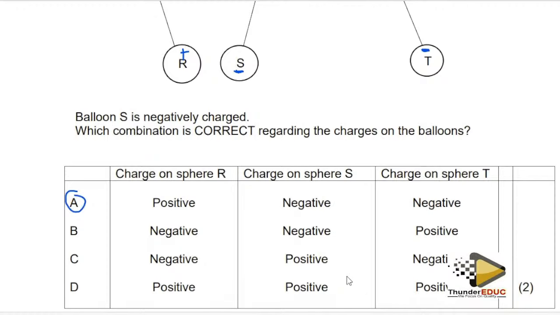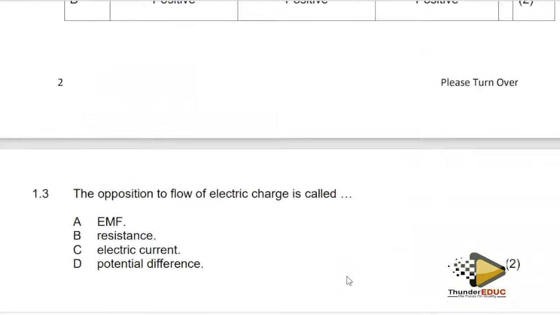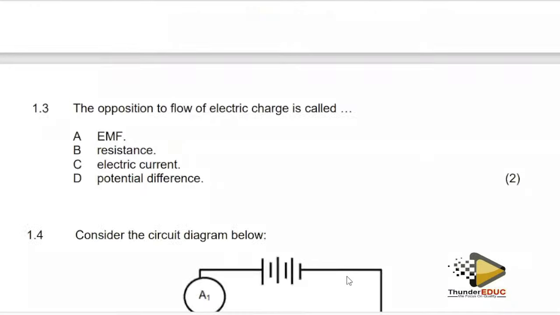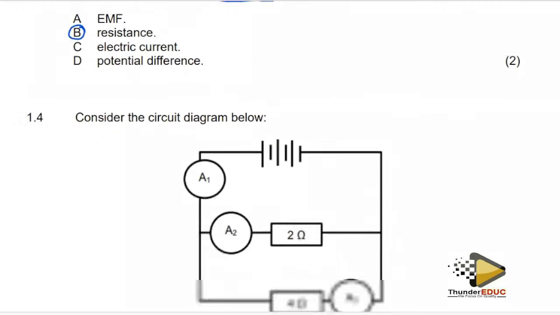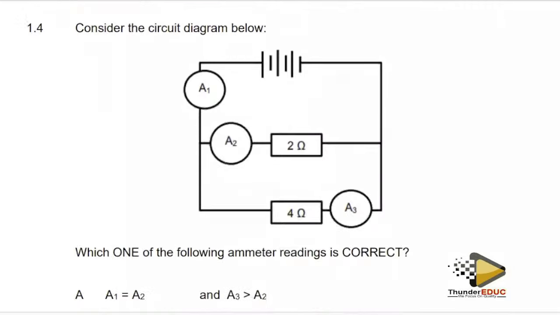Then 1.3. Opposition to the flow of electric charge. It cannot be EMF. It is resistance. Then 1.4. Consider the circuit diagram below. Which of the following ammeter readings is correct?